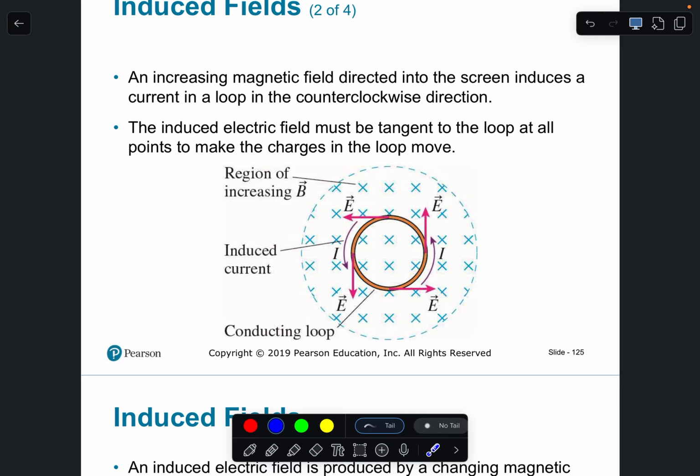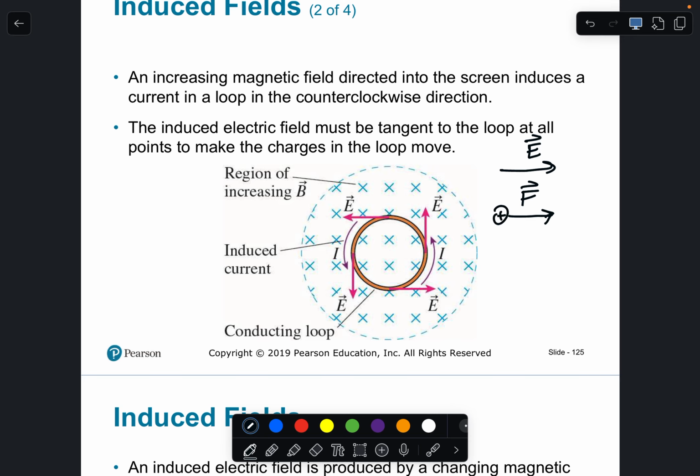counterclockwise direction. And that must mean that the electric field is also in that same direction, right? Because electric fields create forces that point in the same direction as the electric field for positive charges, right?